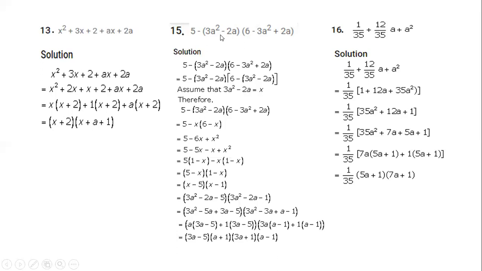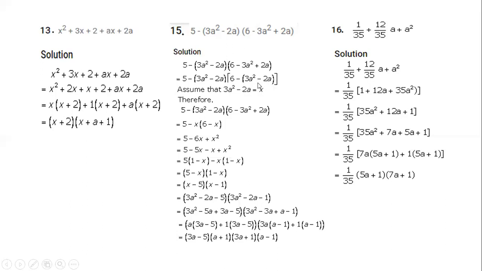Try to solve the question number 14. Come to the question number 15, which is 5 minus (3a square minus 2a) into 6 minus (3a square plus 2a). See, 3a square minus 2a. Same quantities are here, 3a square and 2a, but signs are opposite. So from this one, take out minus sign common. So our given expression is equal to 5 minus (3a square minus 2a) into 6 minus (3a square minus 2a).